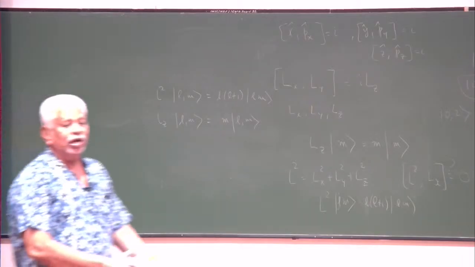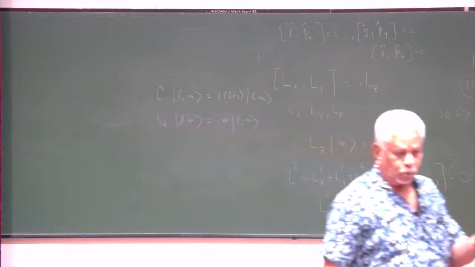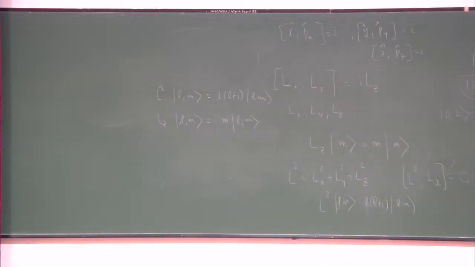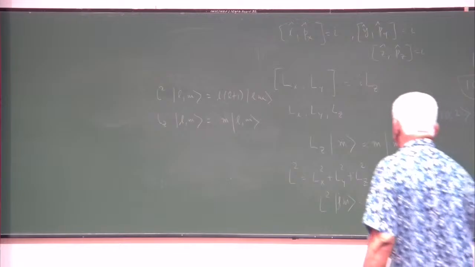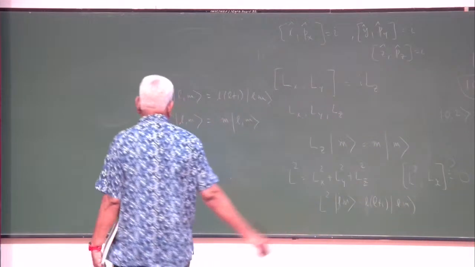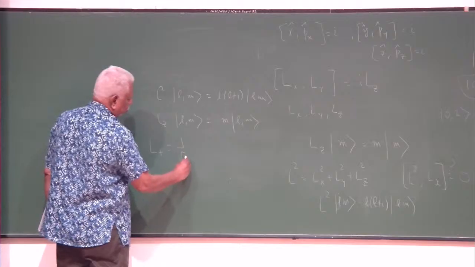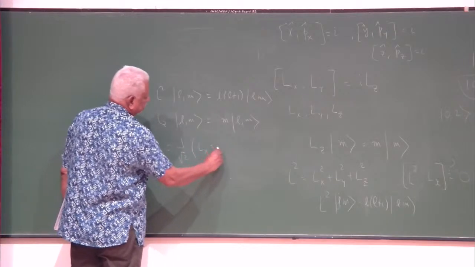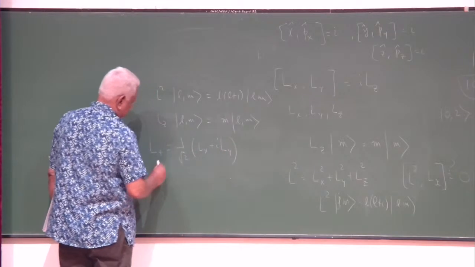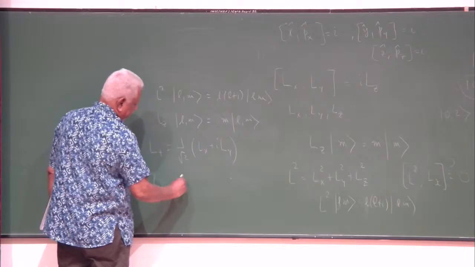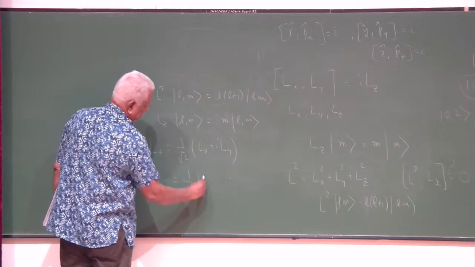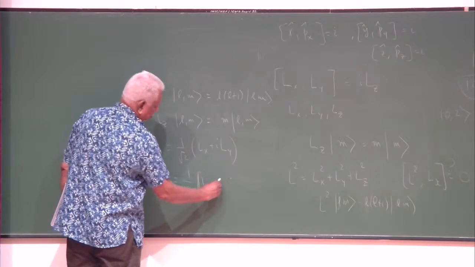What are the things you are left with now? You have Lx and Ly, right? And the interesting thing which you did with the harmonic oscillator, I will define L plus as 1 by root 2 times Lx plus i Ly, and L minus as 1 by root 2 times Lx minus i Ly.